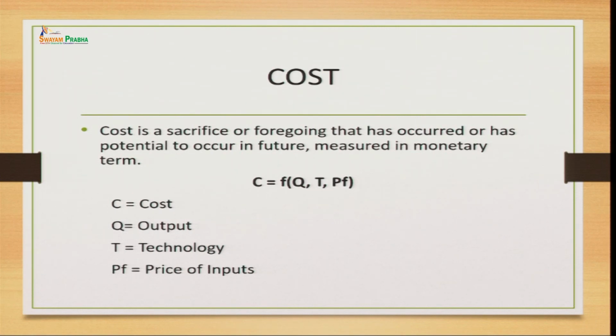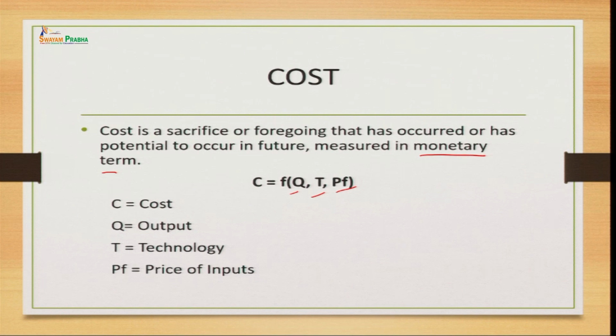So, what cost is going to be involved, that is measured in terms of money, and that is why we have written here measured in monetary terms. So, if you look at the cost function, we can say that cost is equal to a function of Q, the quantity, T, the technology, and the price of input factors, right, because the more quantity there is, the more cost there will be.